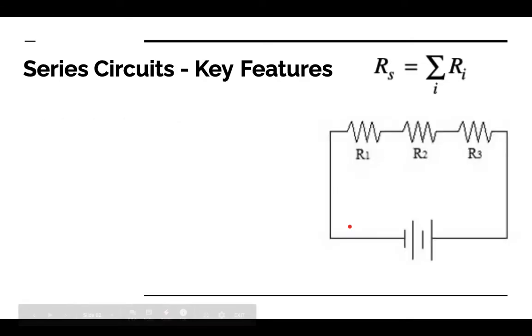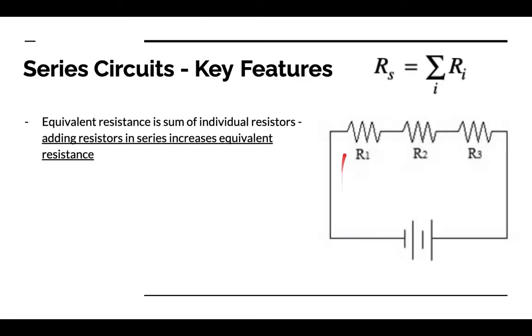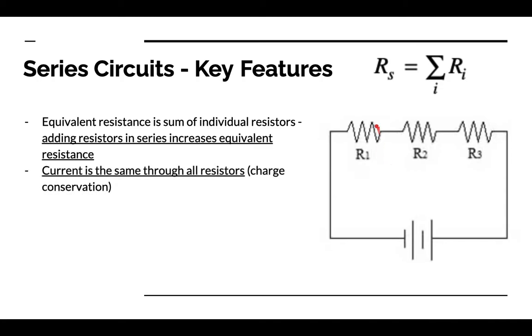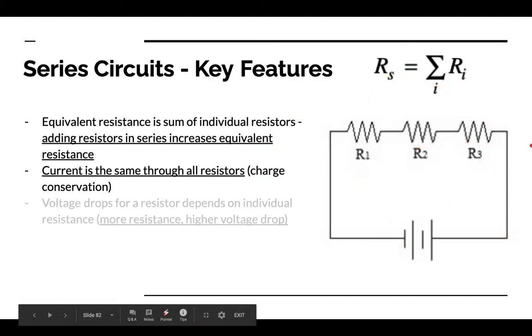Series circuits, key features. The equivalent resistance is a sum of individual resistors. All you have to do is add the resistors in series, and that causes an increase in the equivalent resistance. Current is the same through all resistors, again by charge conservation. All of that charge flowing from right here around to right here has to be the same. So the current through R1 has to be the same as through R2, as through R3. Again, it's like the flow of a river, the current is the same throughout.